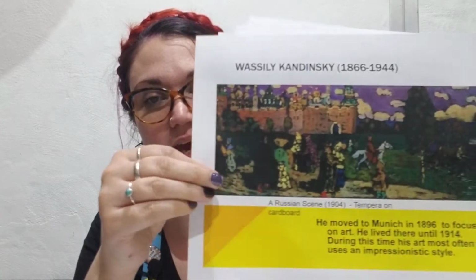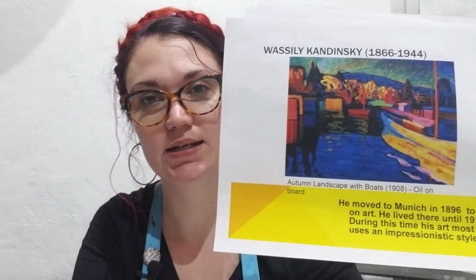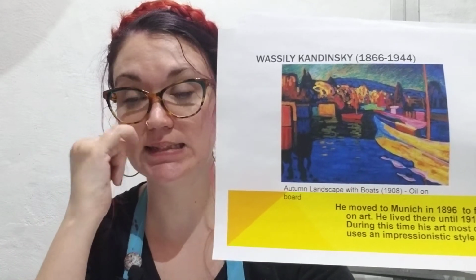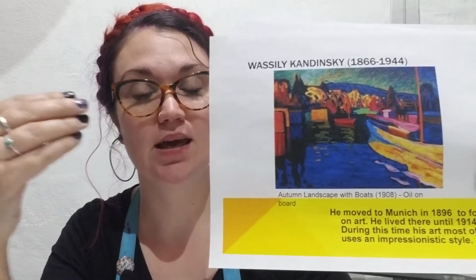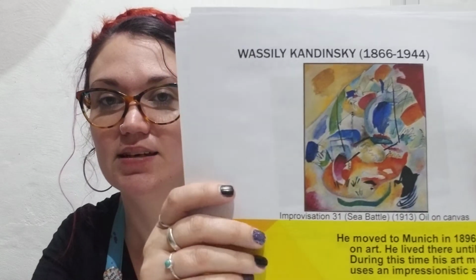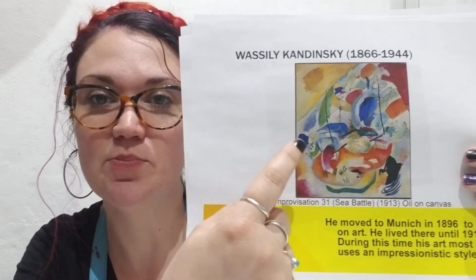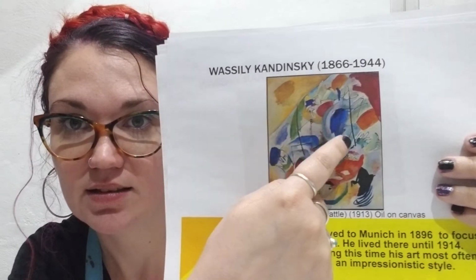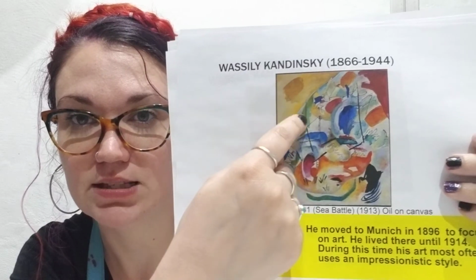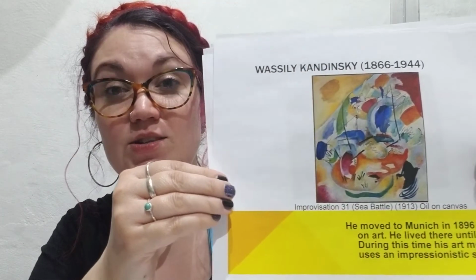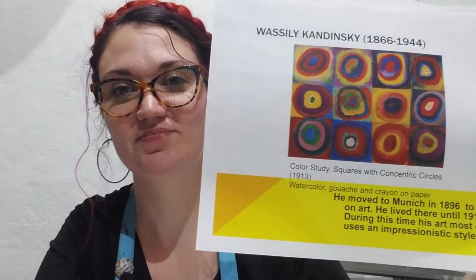He moved to Germany and his paintings started to get a little bit more abstract, which means less realistic for what he was actually seeing and more shapes and colors. One of the names for this painting is Sea Battle. If you use your imagination, you can maybe see some sails from boats and some water. Got to use your imagination with that one.